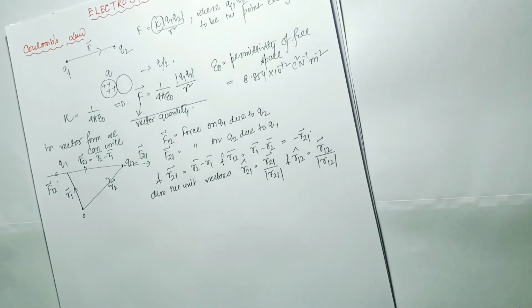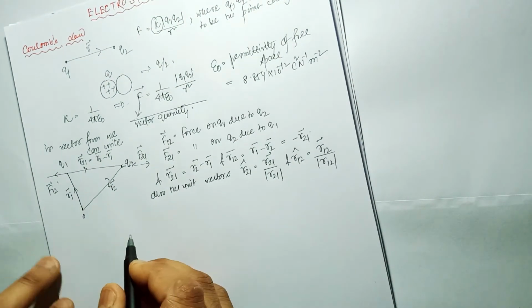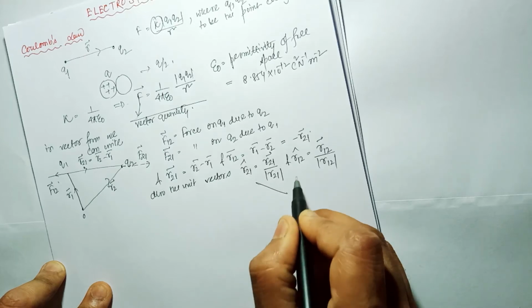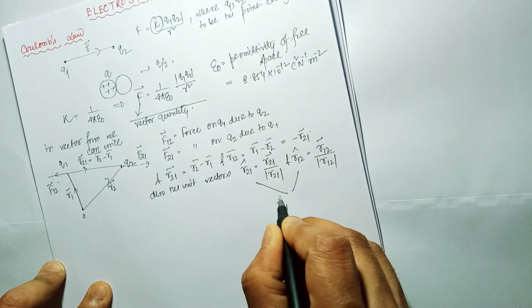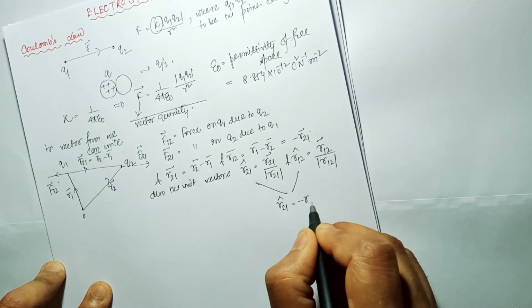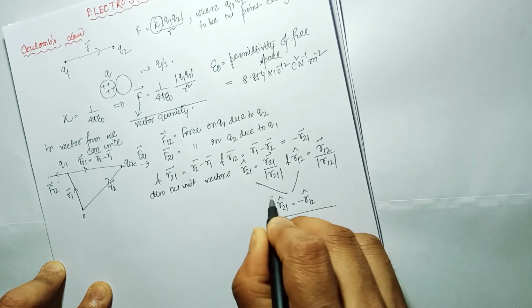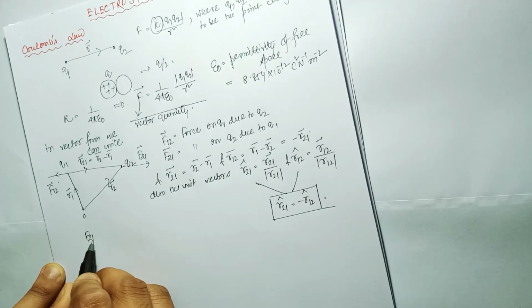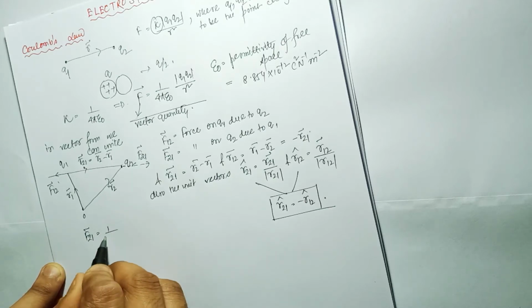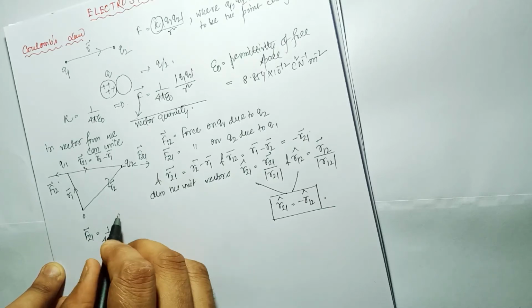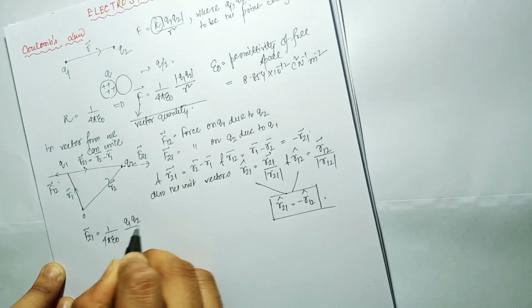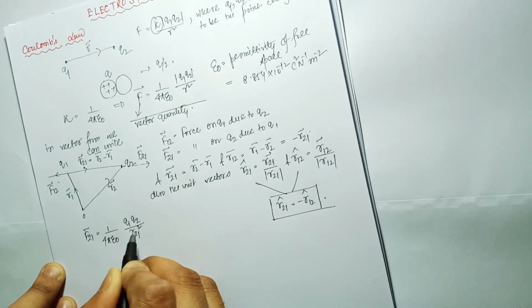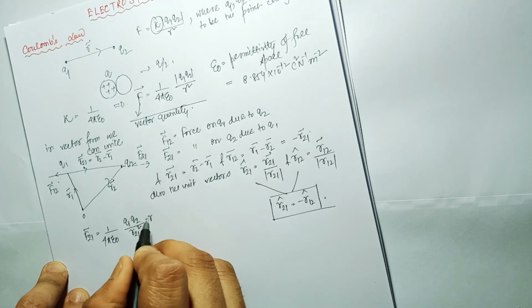So now what can we write? From these two we can get r21 cap is equal to minus of r12 cap. Now F21 we can write is equal to 1 by 4 pi epsilon naught times q1 q2 divided by r21 square times r21 cap.